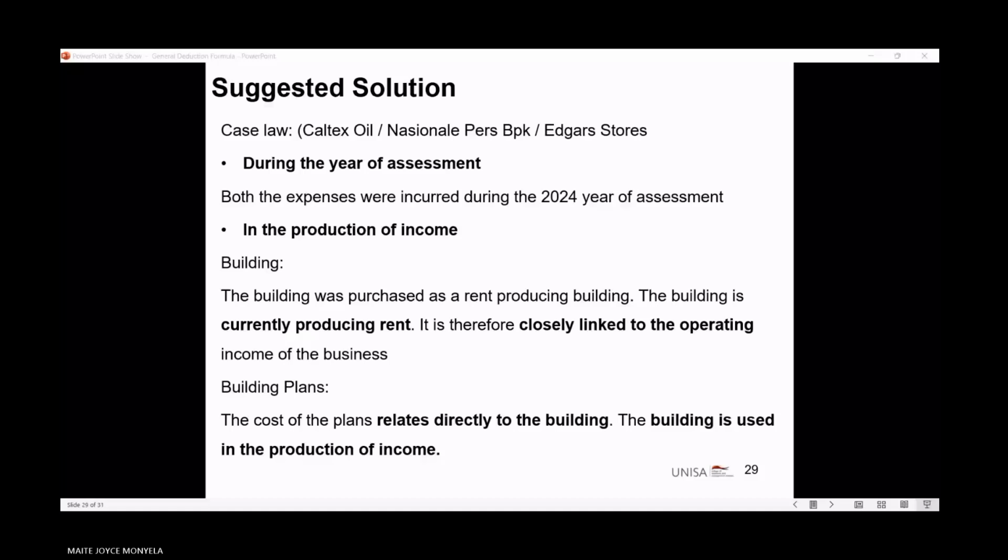Because I'm assuming if the building had been purchased, let's say, where they would run their operations as their headquarters, and there was no rental income that would have been generated, then the payment of the architecture plans would have been deductible. Yes. Okay, thank you. Yes, this capital in nature, I'll go through it again.